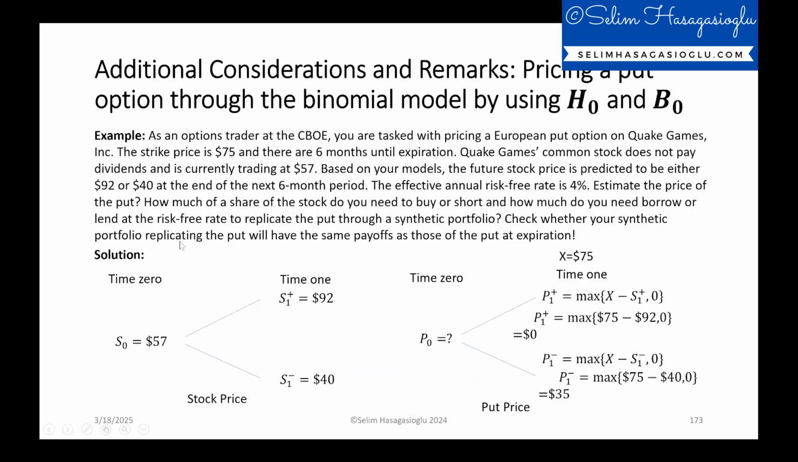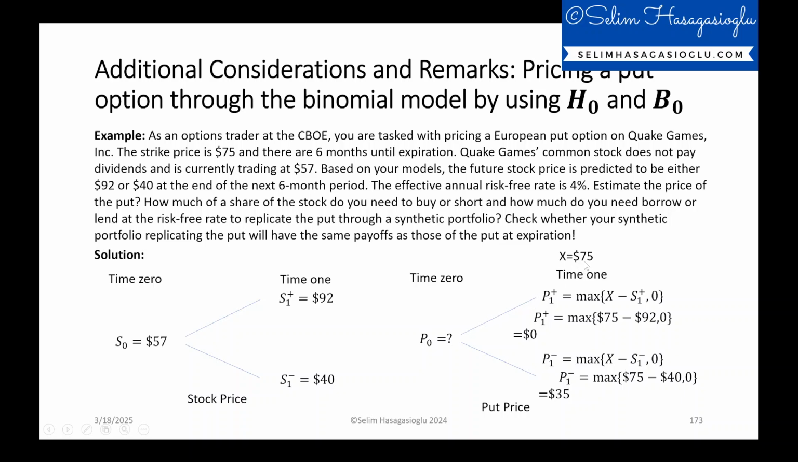We will see. So as we did before, now create these two diagrams. The current price of the stock is $57 again, and at time 1, within 6 months from now, the price of the stock can increase to $92, or in the second scenario, the lower boundary case, the stock price can drop to $40. And create the same for the put option. Remember, this is what we are after, the price of the put option.